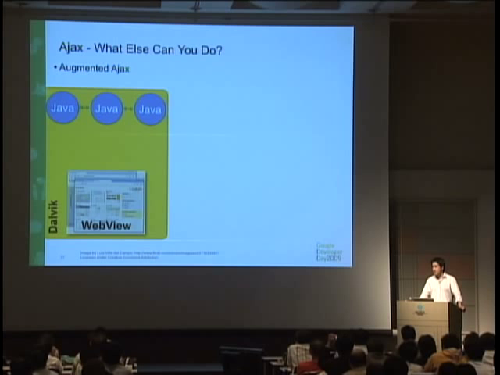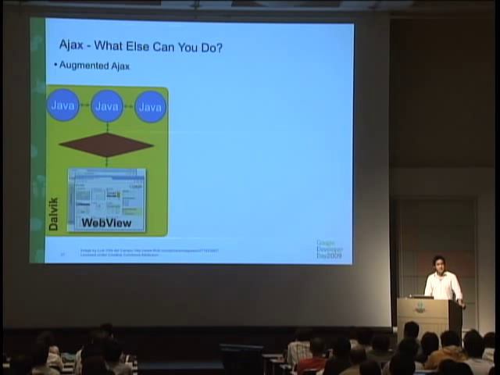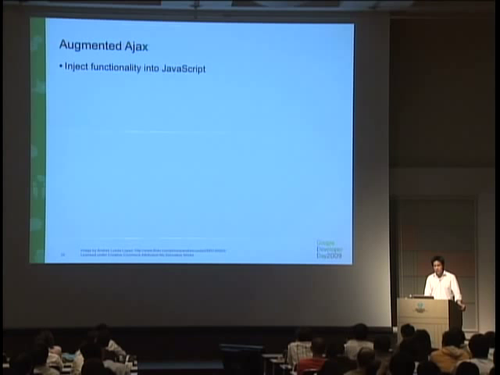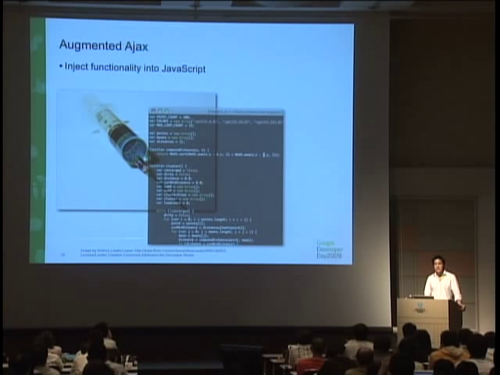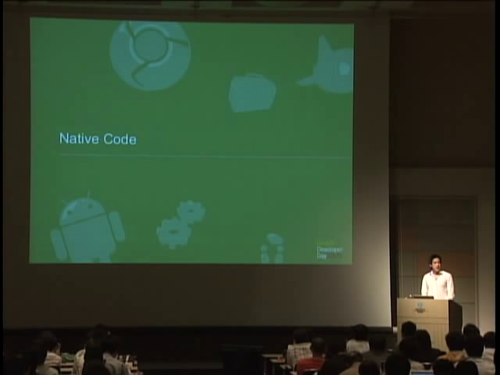And what you can do in this Dalvik application is you can provide a bridge between your Java objects and the JavaScript that executes in your web view, so that you can end up with something that you can consider a super Ajax, right? Something that's been augmented and whose powers have been increased. And really what you're doing here is you're injecting functionality into your JavaScript. So you're taking Java objects, any object that runs in your Dalvik-based application, and exposing that to the web view that's also in that Dalvik application so that your JavaScript can get access to it. So that was the Ajax technique.